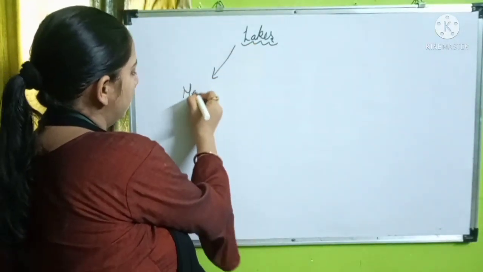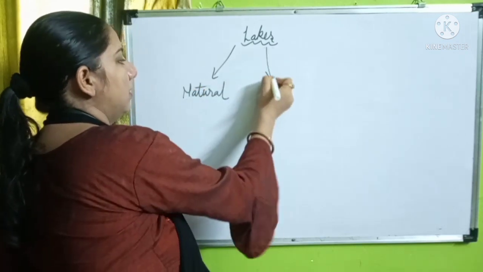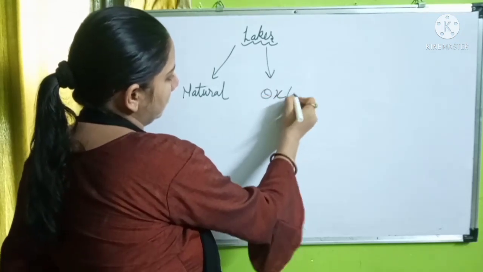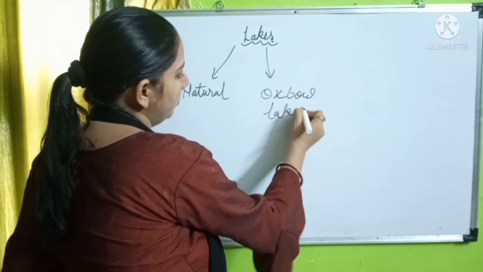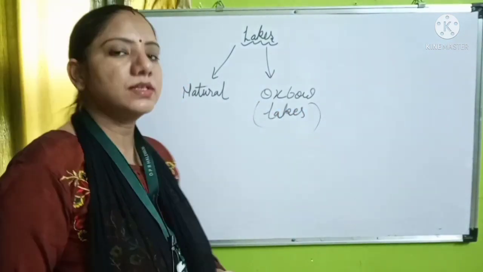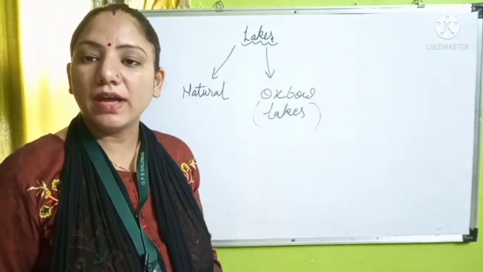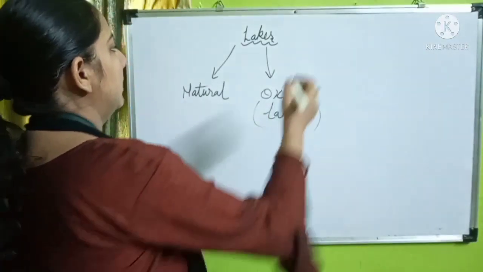Number 1, natural lakes. Number 2, oxbow lakes, which are also known as the lakes formed by the river sedimentation or by the meandering activity of the river.